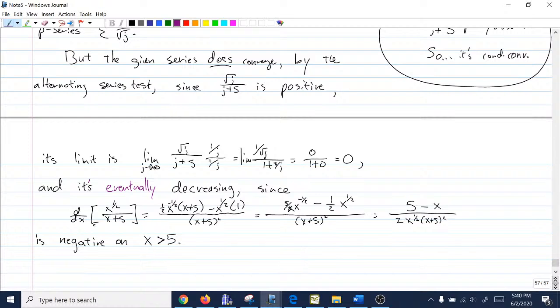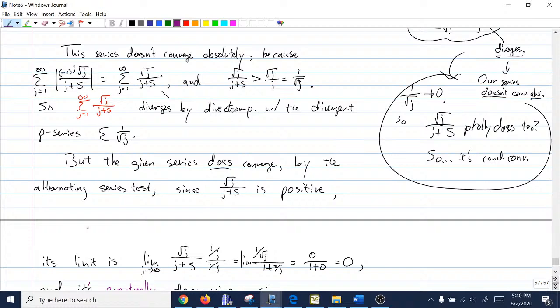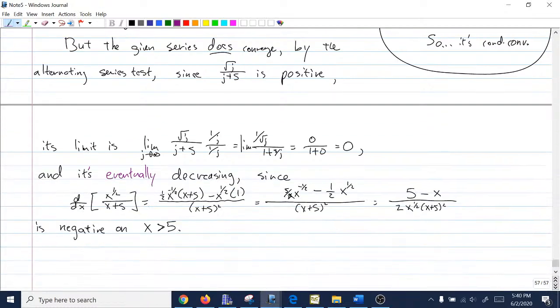I do want a wrap-up that ties these first two paragraphs together. The first paragraph said the series didn't converge absolutely. The second paragraph said the series did converge. There's nothing else to say. That's the definition of converging absolutely, or converging conditionally. The given series converges, but not absolutely. It converges conditionally.